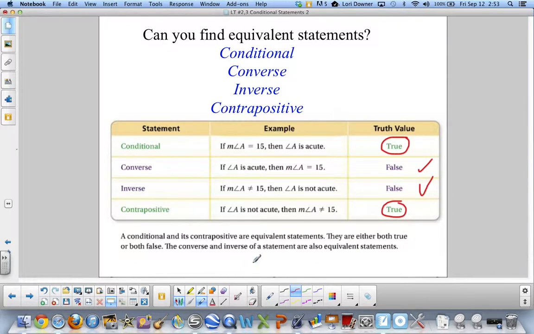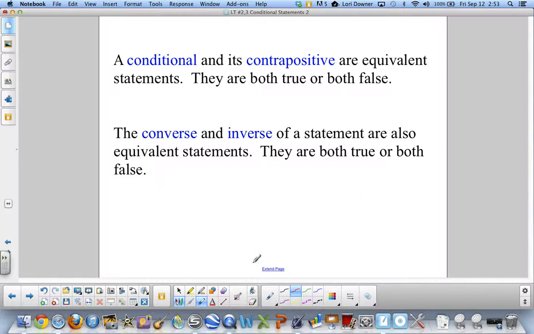Pause this slide. You can add it to your purple sheets in your notes. I would add some examples that we completed to your notes as well. We know a conditional and contrapositive are equivalent statements. They're both true or false. And the converse and inverse are equivalent statements, both true or false. Add that to your notes as well.